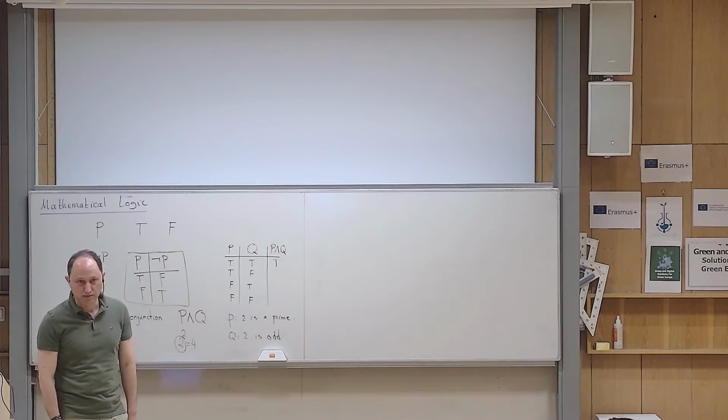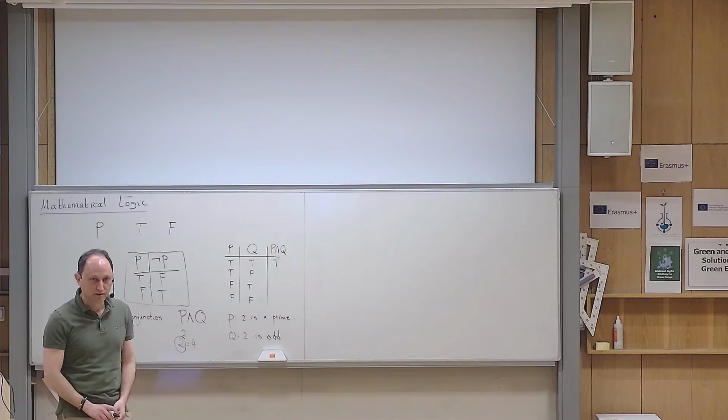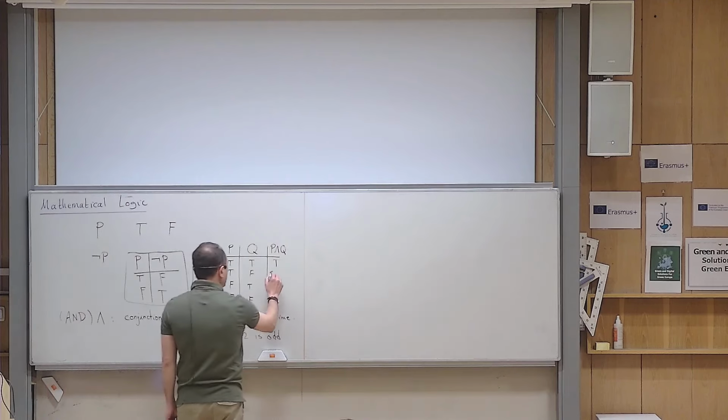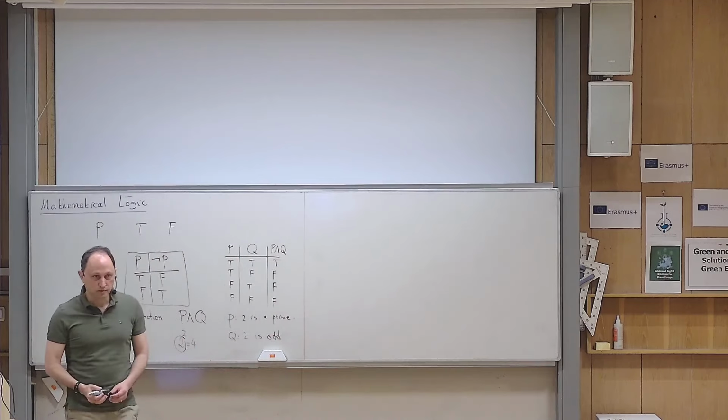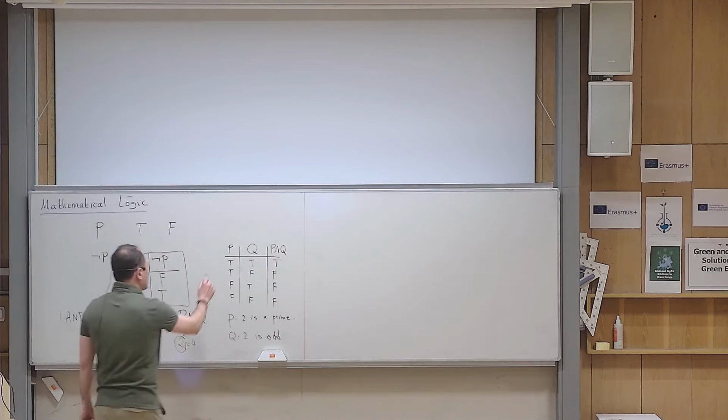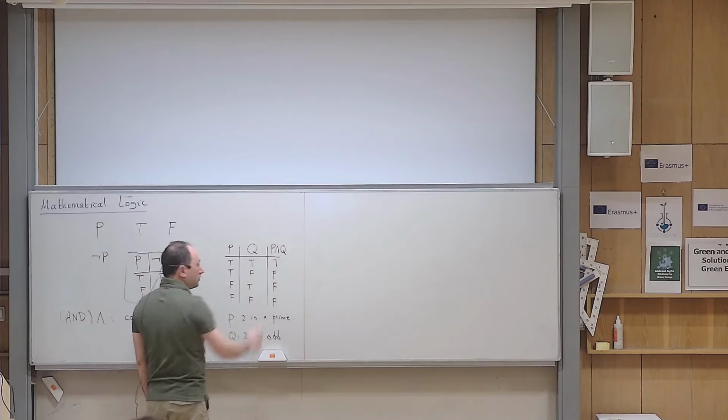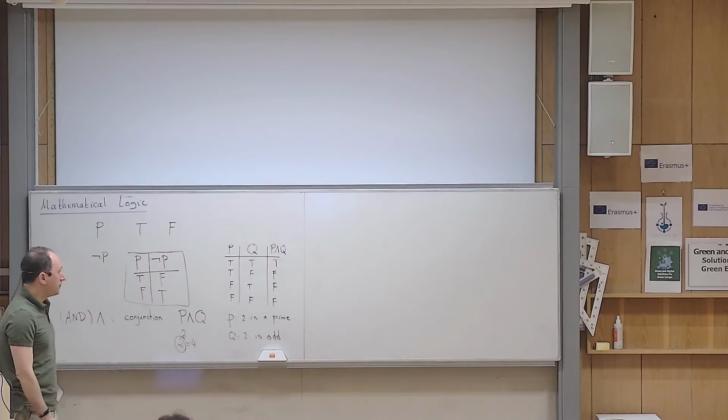What do you expect about this? To be true or false? It's false. Yeah, so intuitively you understand that in all other cases, it should be false. So if you want, you can consider this the truth table of conjunction.